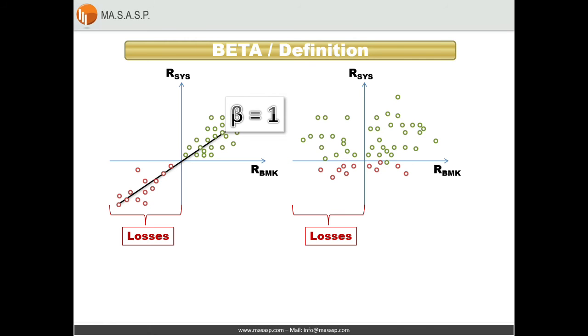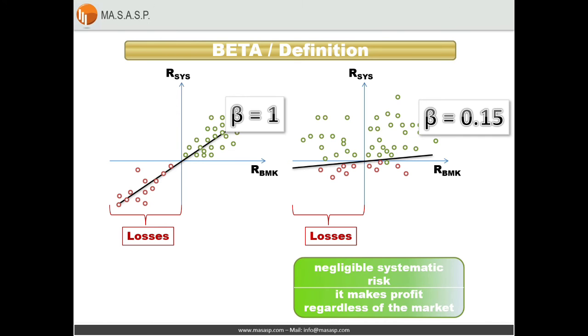Quite the opposite, on the right-hand chart, we schematize an illustrative system with a negligible beta. This system makes profits regardless of the market performance. Thus, it involves a negligible systematic risk.